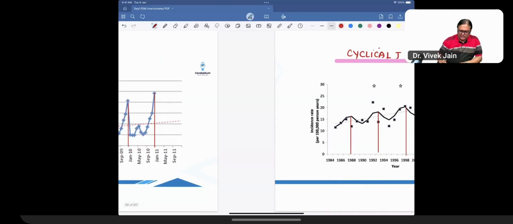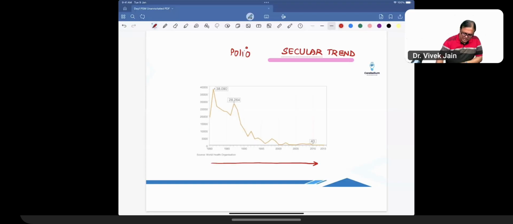So communicable diseases are decreasing, non-communicable diseases are increasing. The last case we discussed occurred in Howrah, 13th January 2011. Right, that was the last case of polio. INICET question.